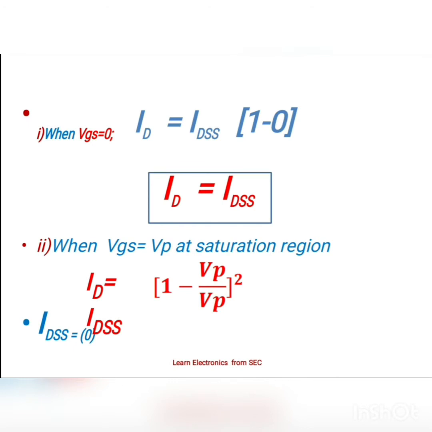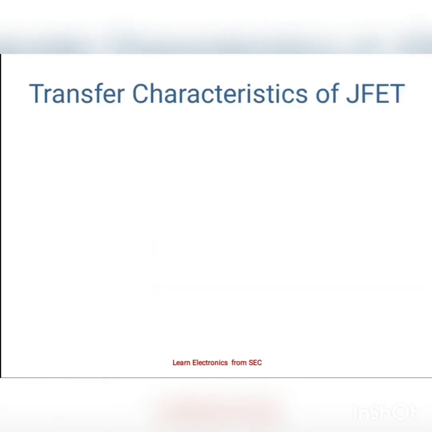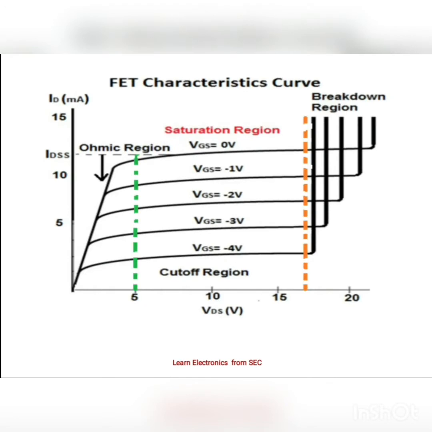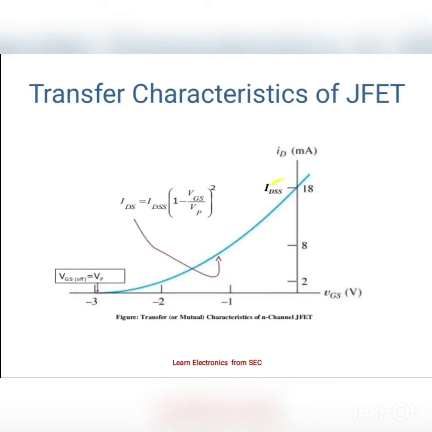So let's see the graphs of it. This is the transfer characteristics. When VGS is VP, we have ID equal to 0. When VGS is maximum, we have the maximum IDSS value. When VGS is 0, ID will be equal to IDSS in this formula.